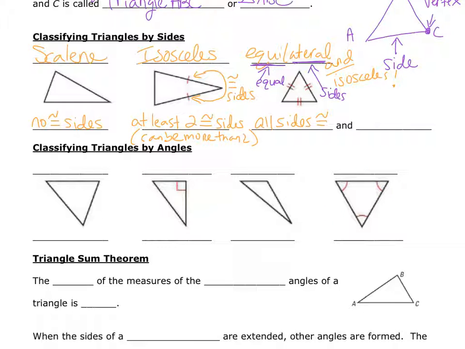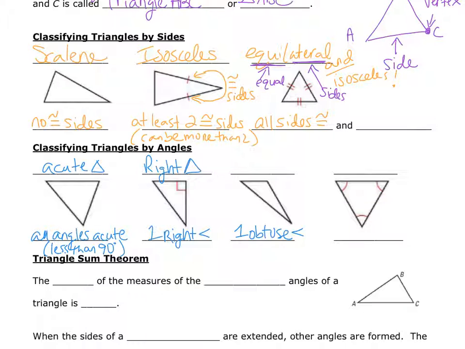If we classify our triangles by the angles, we could have all acute angles, all angles that are less than 90 degrees. The next one, we see that there is one right angle in it, and that means that this is going to be a right triangle. The third figure, we have an obtuse angle, and that means we are going to have an obtuse triangle.